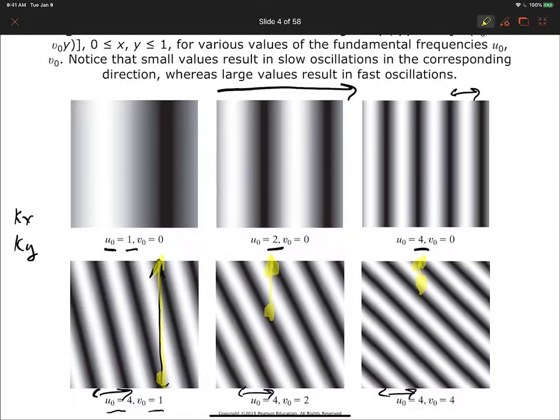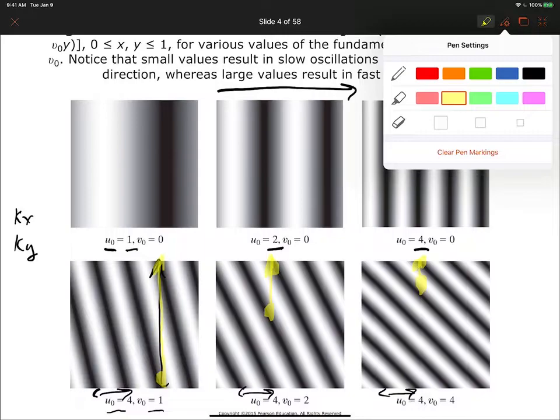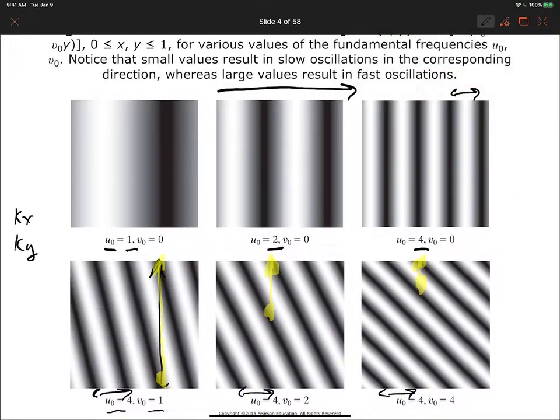Let's change the pen tip here. And so that's represented by, you see this frequency is going from 1 to 2 to 4. So as that vertical frequency gets higher, then that spacing between those ridges gets smaller. So that's the idea behind looking at spatial frequencies. Any questions up to now? Okay.